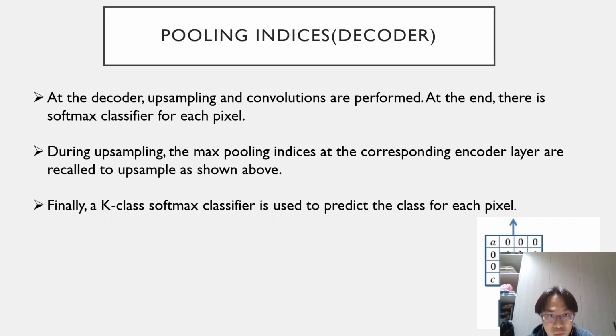Next is the pooling index, and in the decoder, upsampling and convolution are performed. At the end, there is the softmax classifier for each pixel, and during the upsampling, the max pooling indices at the corresponding encoder layer are recalled to upsample as shown above. Finally, a K-class softmax classifier is used to predict the class of each pixel.